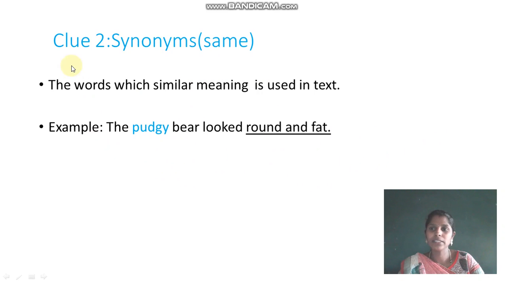Moving towards clue number two, that is synonyms. Synonyms are nothing but words with the same meaning. A word with a similar meaning is used in the sentence to help find the word's meaning. Example: the pudgy bear looked round and fat.